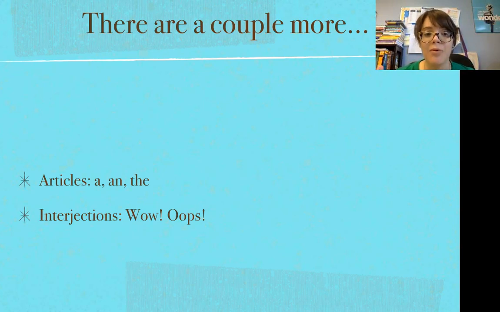All right, couple more: articles, a, an, and the. They only show up before nouns. Sometimes there'll be an adjective in between, but they're always with a noun. You use an before words that start with a vowel. And then interjections are kind of their own special part of speech. Like if I say wow or oops, those are called interjections.